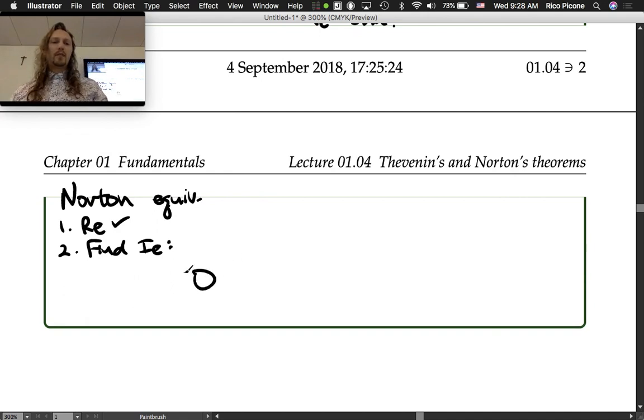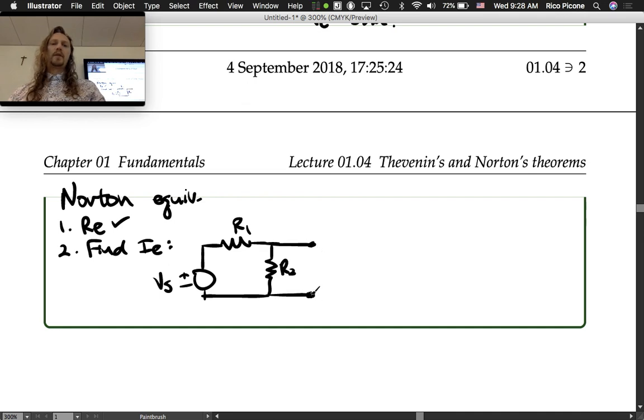So we have our plus minus, our VS, our R1, and we've got our R2, and then we have our output terminals, right? So this is the original circuit. And then we're going to short out the output terminals. We're going to put a wire there. Okay?